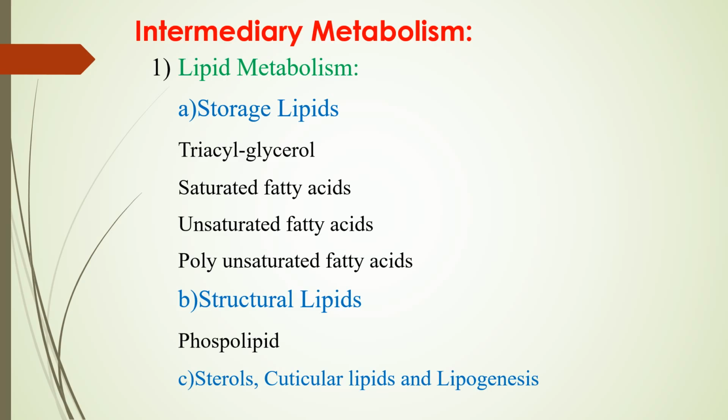Then structural lipids. Phospholipids are the major structural lipids, an essential component of cell membranes, distributed throughout all tissues of the insect body. Phosphatidylcholine and phosphatidylethanolamine are the major phospholipids in insects.